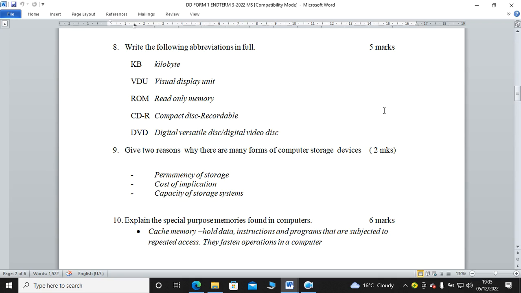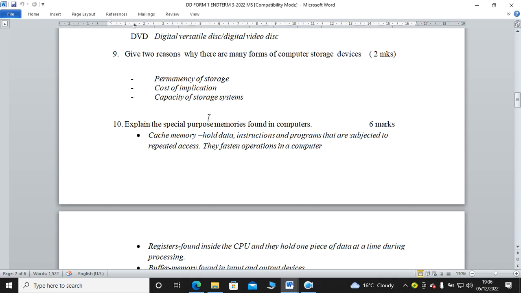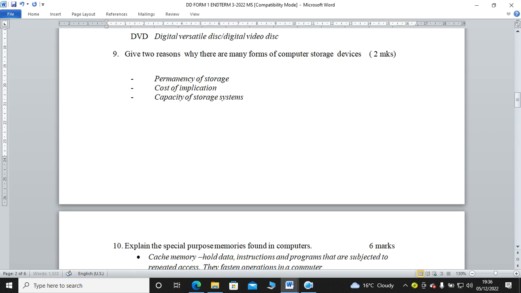Give 2 reasons why there are many forms of computer storage devices. Why do you think we have various forms of storage devices? Number 1 is permanency of storage, cost implication, and capacity of storage systems. Those are the 3 main reasons why we have many forms of computer storage. Then you have question number 10.